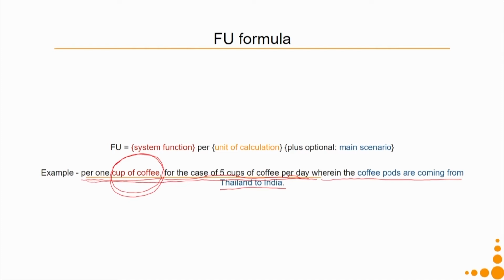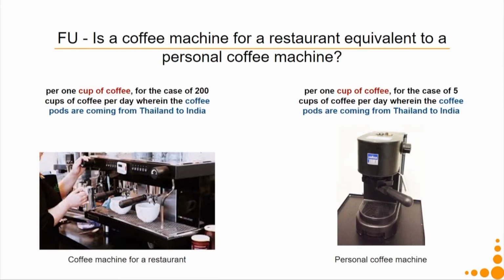You might have multiple key scenarios also. So is a coffee machine for a restaurant equivalent to a personal coffee machine? Let's come back to that question again. For the coffee machine for a restaurant, the definition might be per 1 cup of coffee for the case of 200 cups of coffee per day, wherein the coffee pods are coming from Thailand to India. Let's assume that the scenario of the coffee pods is the same for both cases, but what is changing very importantly is that here it is for the case of 200 cups of coffee per day, and there it is for the case of 5 cups of coffee per day.